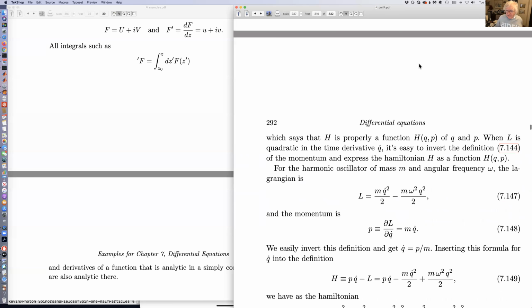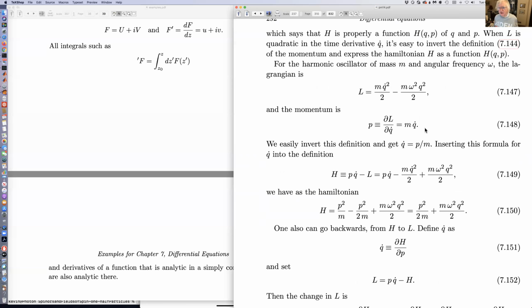Now, in typical textbook cases, this is trivial. For the harmonic oscillator, this is the Lagrangian. The momentum is the derivative of the Lagrangian with respect to q dot. We just get m q dot. Well, q dot is just p over m, so this is trivial. And we then define H as p q dot minus L. We just get this expression here.